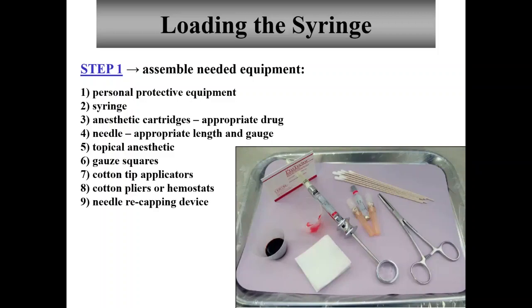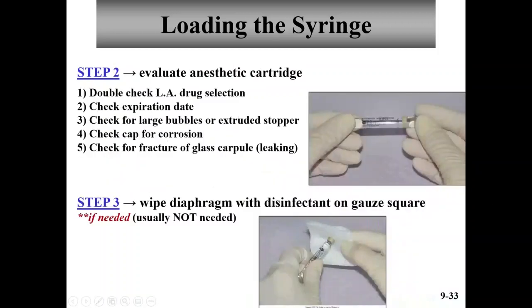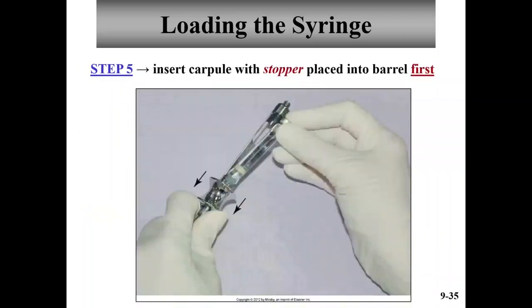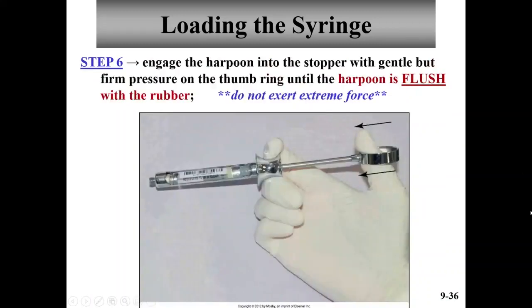I'm not going to go through and read all of these slides, but you're going to check your cartridge. You're going to wipe it only if it's necessary, only if for some reason it becomes contaminated. Retract the piston. You do that by pulling back. Insert your carpule stopper end first into the barrel. You're going to engage the harpoon, and you're going to look at where the harpoon meets the rubber stopper. If you can still see the harpoon, then it's not engaged. So you want that flush or almost flush.